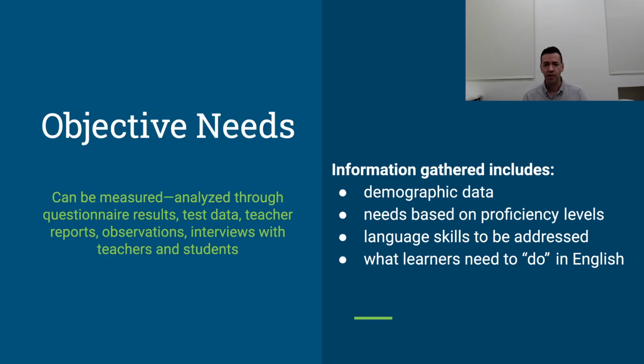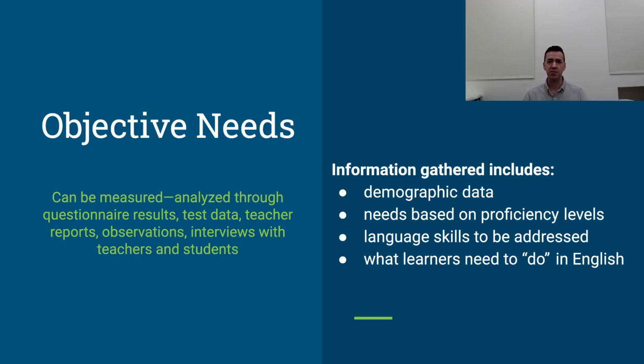And the kind of information that we will typically gather is demographic data. So what type of students do we have? Needs based on proficiency level. So especially for English class, right? We need to think about that. The language skills to be addressed.